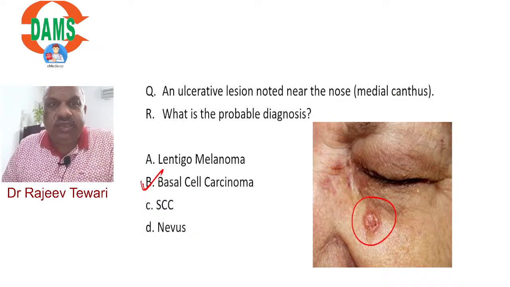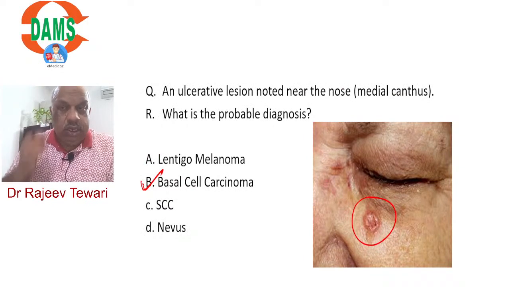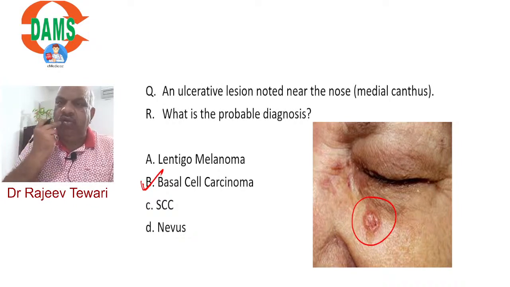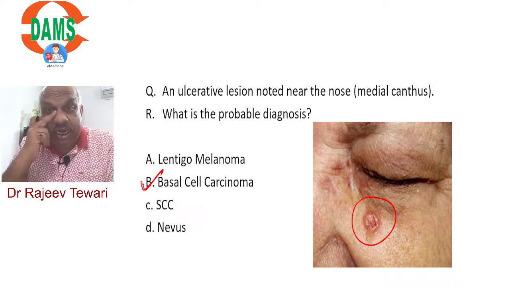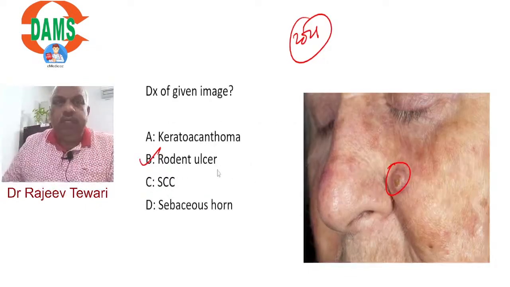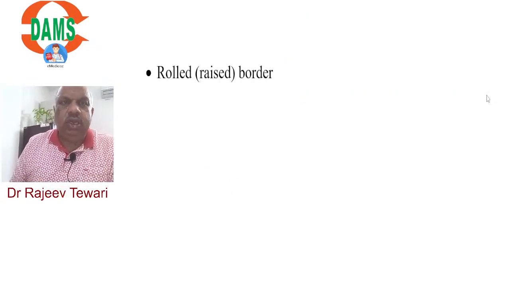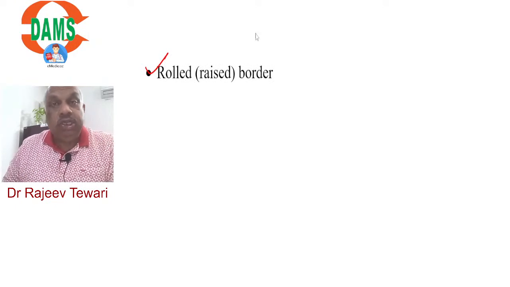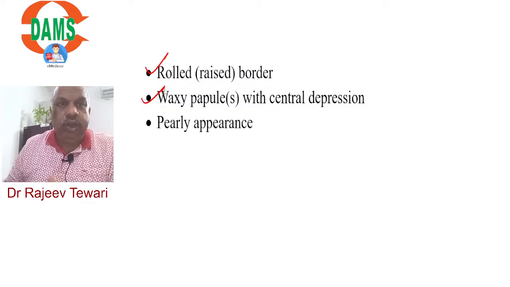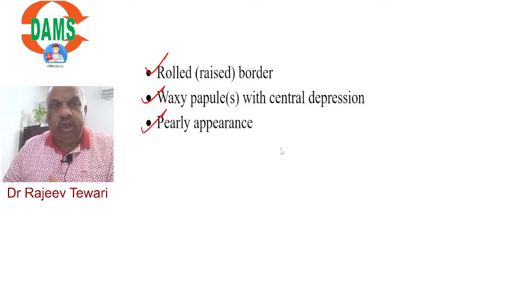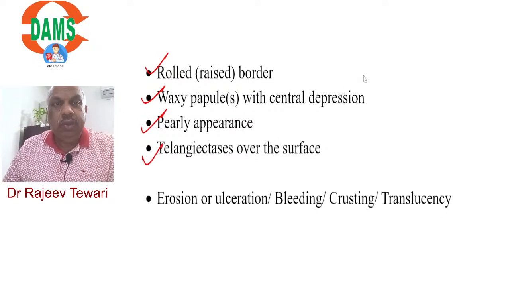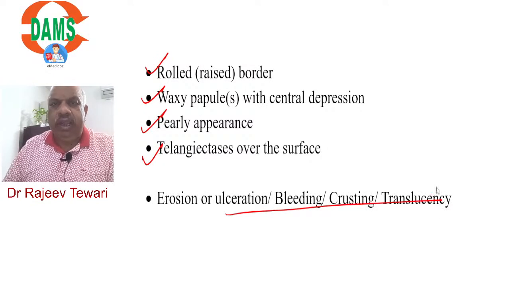What all features do they ask in basal cell cancer other than site? Site means draw a line from ear lobule or tragus to angle of mouth, above this, in this area. Most common site, medial canthus of eye or around the nostril. You see, basal cell cancer, first is rolled over border. Second point, waxy papule, waxy appearance and central depression. Third point, pearly white appearance. And fourth point, telangiectasias. So these are the four features. I'll show you the image as well. And these are rare findings, but you may get.